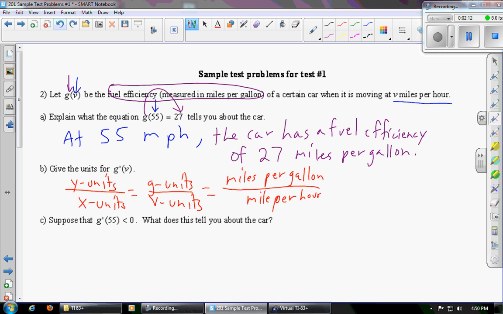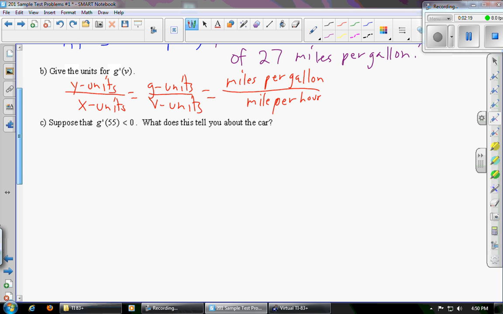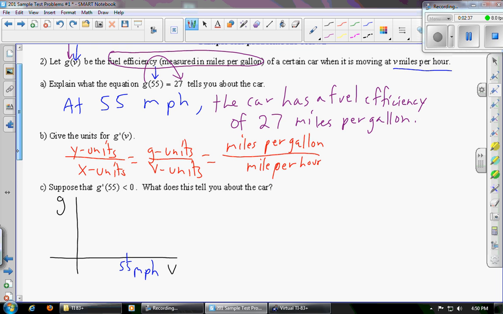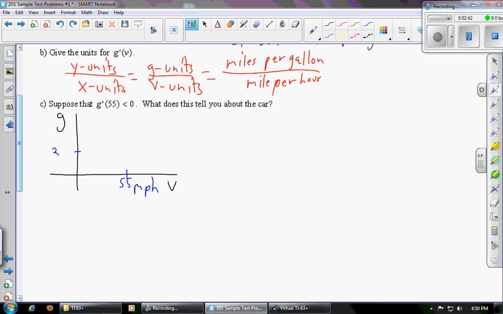Okay, we know that if a derivative is negative, then the function itself must be decreasing. So we don't need to get as involved as drawing a picture, but I like to draw pictures, so let's give that a shot. So over here we've got velocity, here we've got fuel efficiency. And we're looking at one moment in time right here when we are driving at 55 miles per hour. That doesn't much matter, but I'll go ahead and use the 27 that we had in part A. So at that moment, we have a fuel efficiency of 27 miles per gallon. And so we've got this point right here.